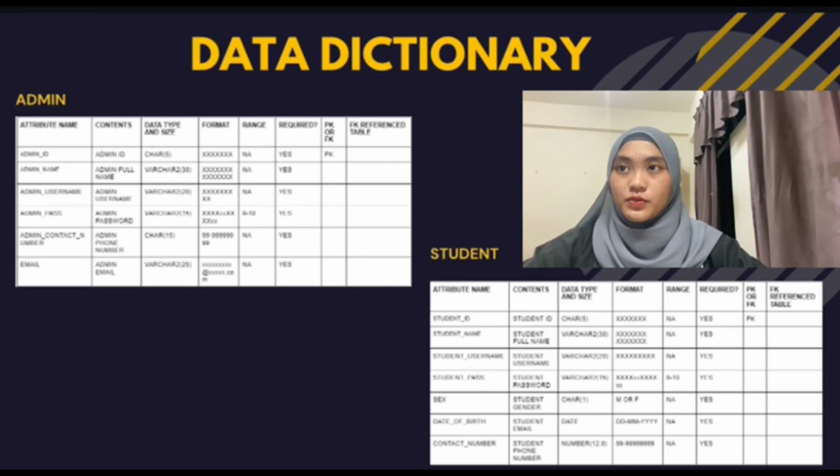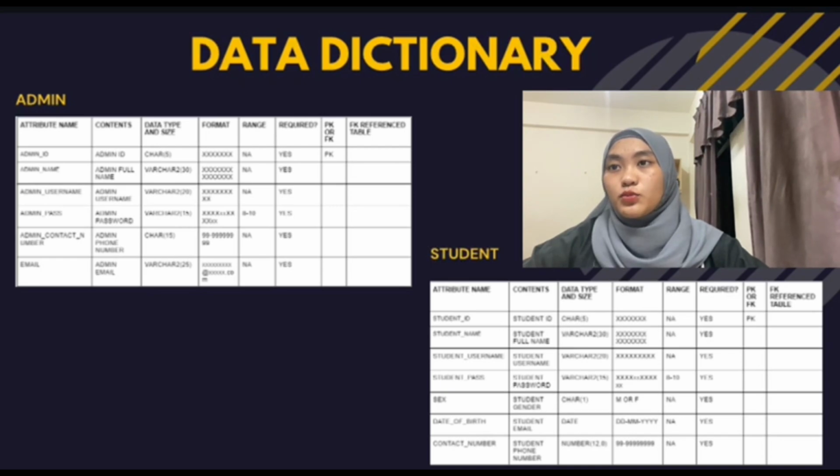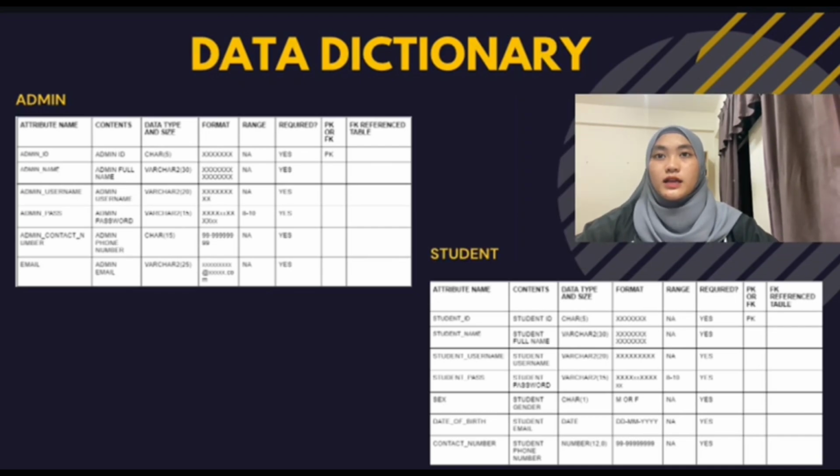I am going to present the data dictionary for our project. So we have a few tables required. The first table is the admin table, where the attributes required are admin ID as the primary key, admin name, admin username, admin password, admin contact number, and also email. Next is the student table. Attributes required are student ID as the primary key, student name, student username, student password, sex or gender, date of birth, and also contact number.